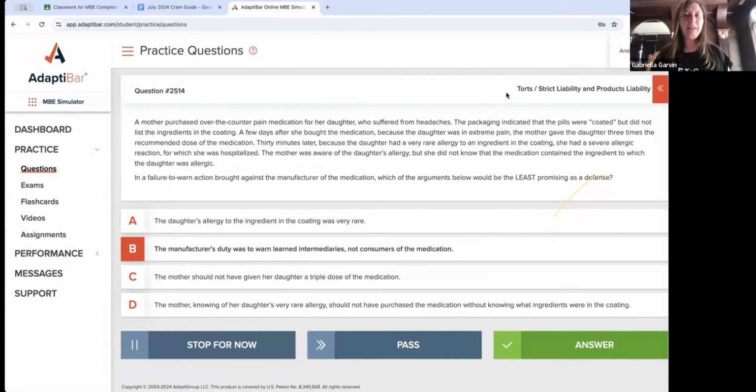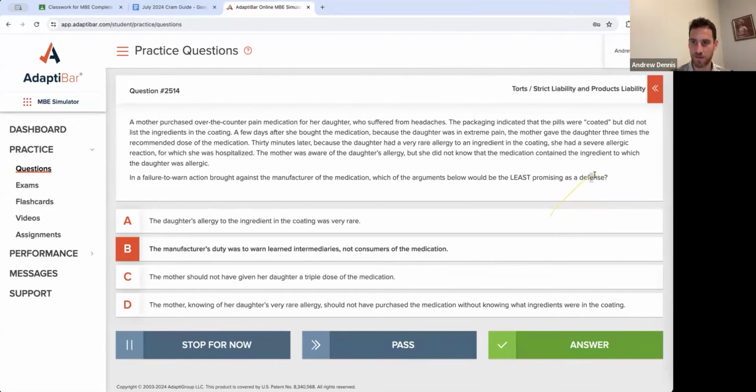Everyone picked B. Does anyone explain to the class why it's B? Because it doesn't matter who the label is for. For products like medicine, if it has some kind of defect or something, all the products like that should have a warning label for everyone to read. It's supposed to be legible to read before you purchase the product or before you use it. I agree. I agree with B because it's not true here. The manufacturer's duty was to warn learned intermediaries.